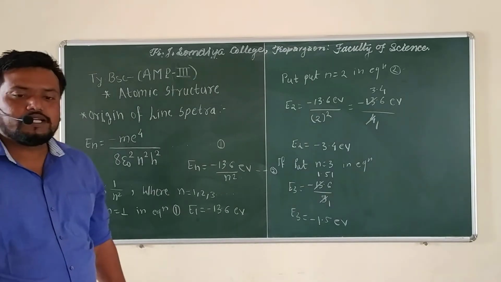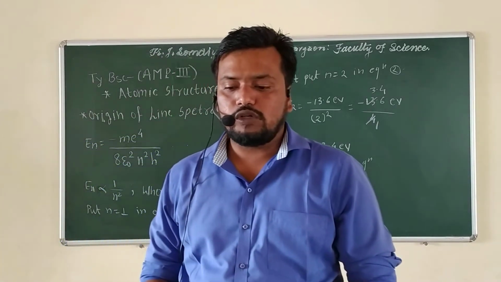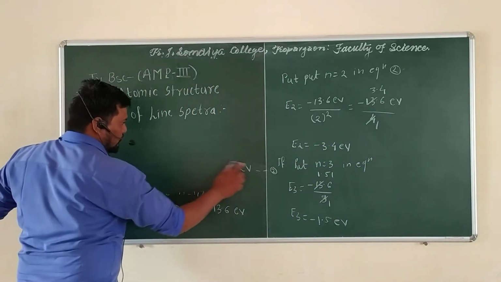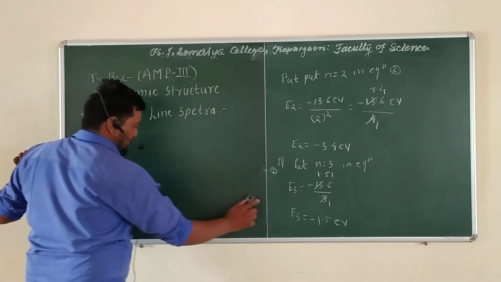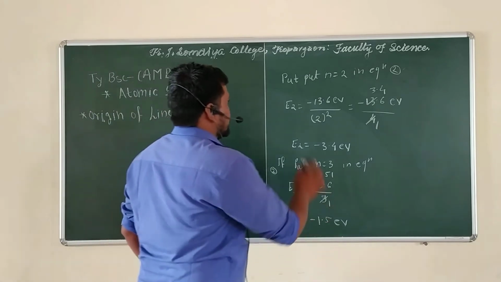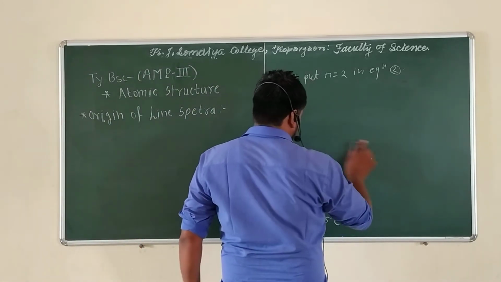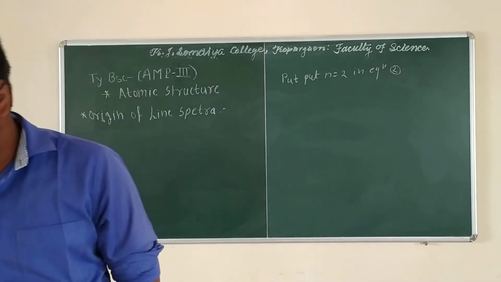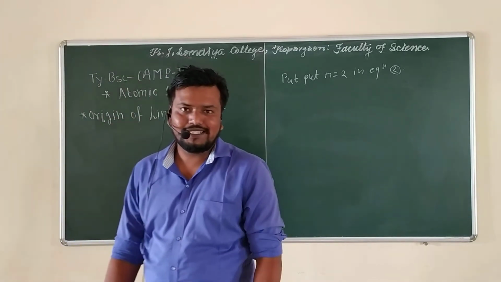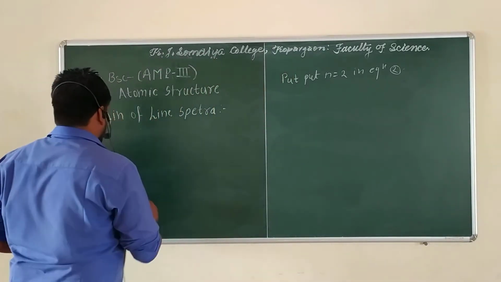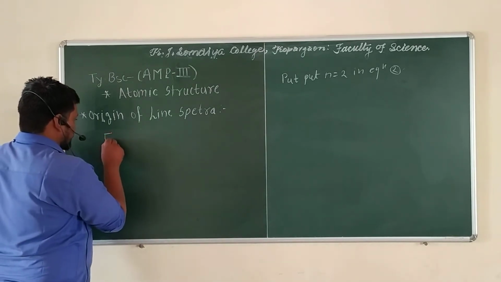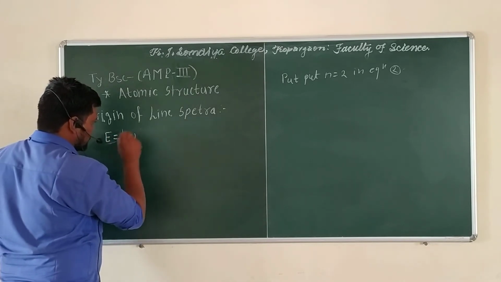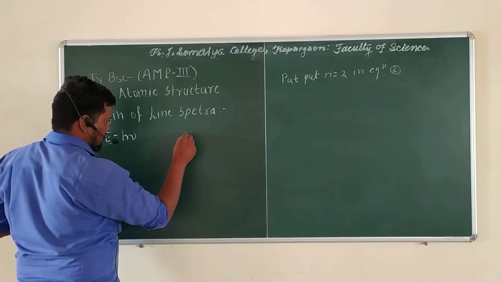Okay, so today we want to start the topic of the origin of line spectra. We know from the third postulate of the Bohr model that quantum energy is released or absorbed when the electron jumps from a higher energy orbit to a lower energy orbit, and that energy is E is equal to h nu, the photon energy. Suppose this is equation number 3.